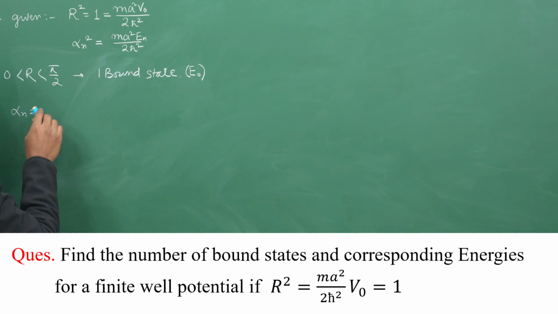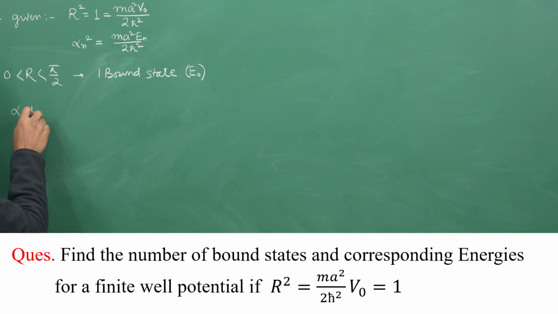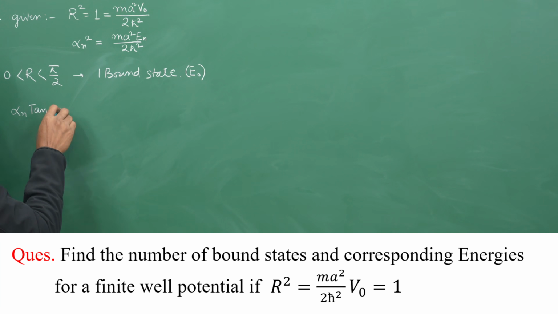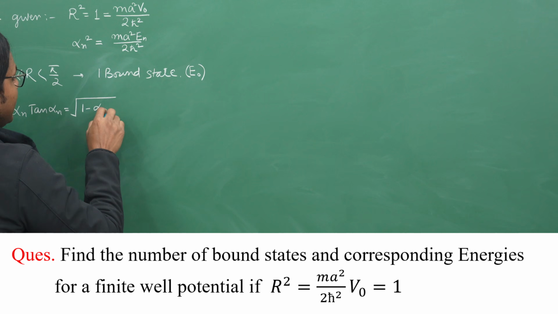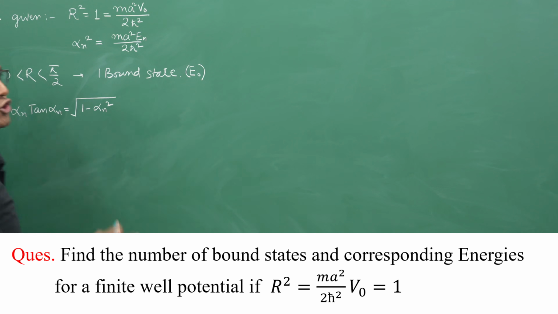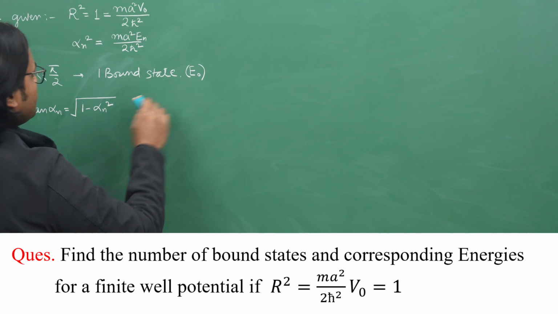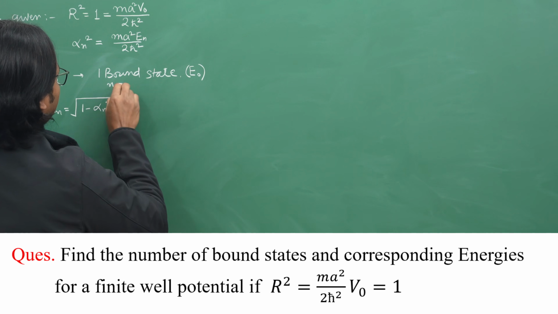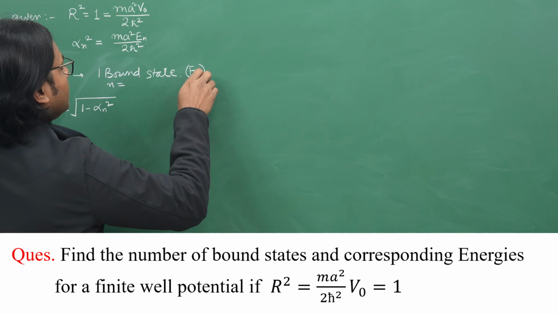So let's say we have alpha n tan alpha n is equal to root over r square minus alpha n square, which is 1 minus alpha n square. The solution of this should give us the energy level of E naught. Okay, so therefore E naught, or should I say E1, I think I should call it E1, for n equal to 1.